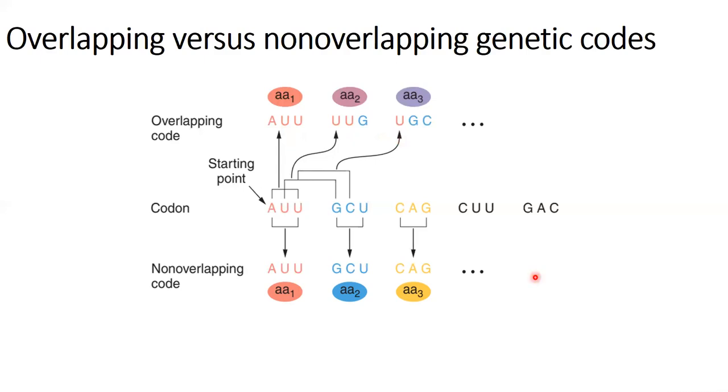So by 1961, it was already clear that the genetic code was non-overlapping. Analysis of mutationally altered proteins showed that only single amino acid changes occur at one time in one region of protein. So this result is predicted by a non-overlapping code.